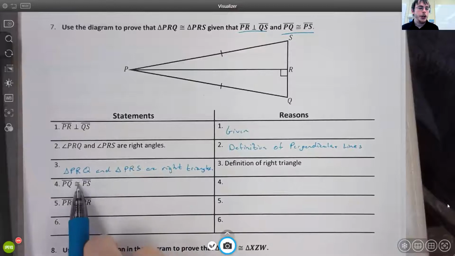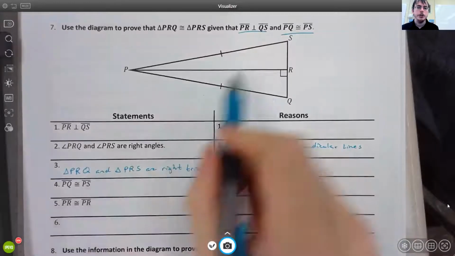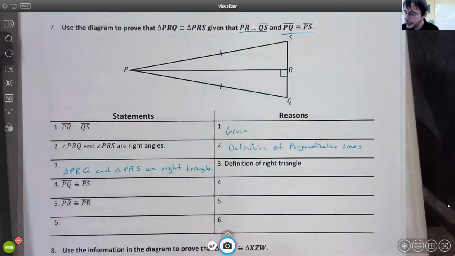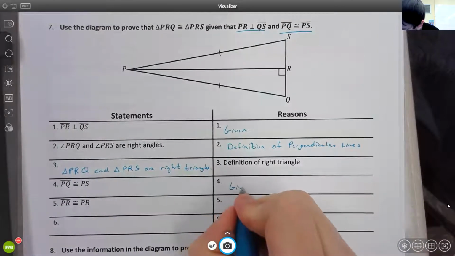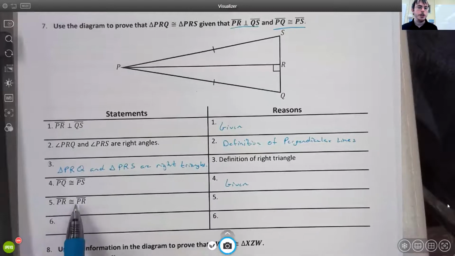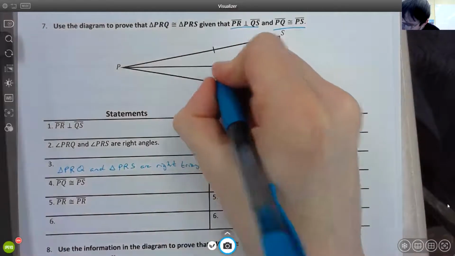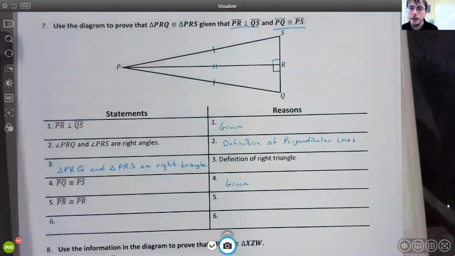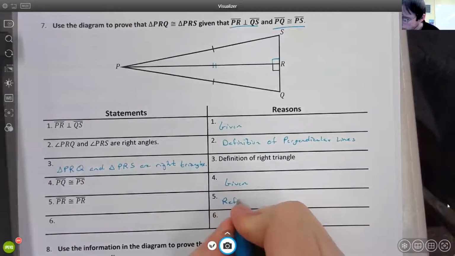Then it says PQ is congruent to PS. Well, it gives us that in the problem and the diagram. So this is given. Then it says PR is congruent to PR. Remember, this is like looking in a mirror. And if you look in a mirror, it's the same person. It's your reflection. This is the reflexive property of congruence.